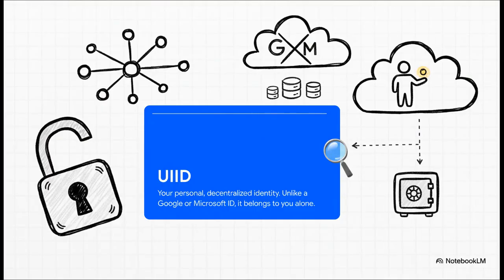So what is a UID? You can think of it as your own personal, decentralized key to the internet. Now here's the most important part. Unlike a Google or Microsoft ID that lives on their servers, your UID belongs to you and only you. It's not sitting in some corporate database, it's secured with some heavy-duty cryptography, and it stays in your possession.